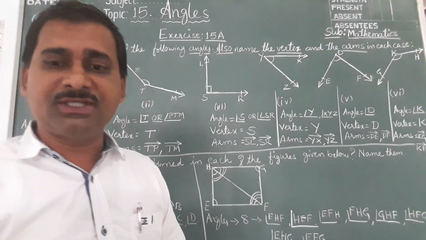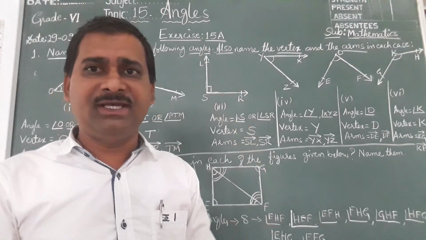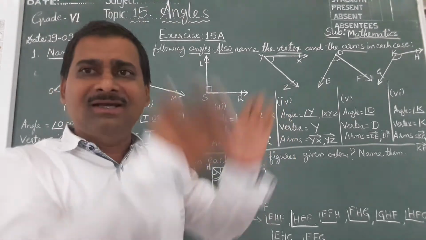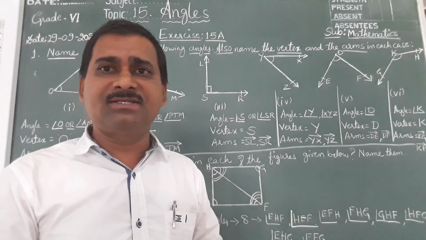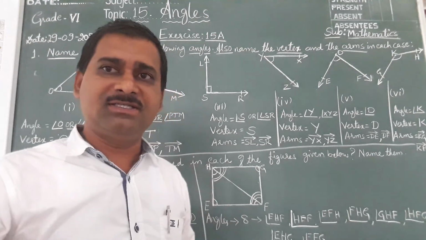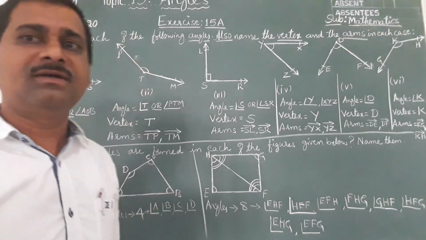Right? These are the 2 questions from your exercise 15A. Very easy they are all. Even the third question is also like this only. Many angles are created by 4 lines, and you should name all the angles by looking at that figure, right? I will send you that one also later. You will get that also. Okay.